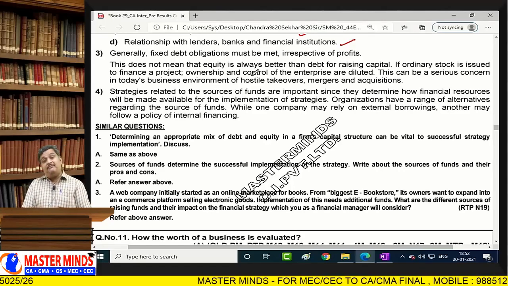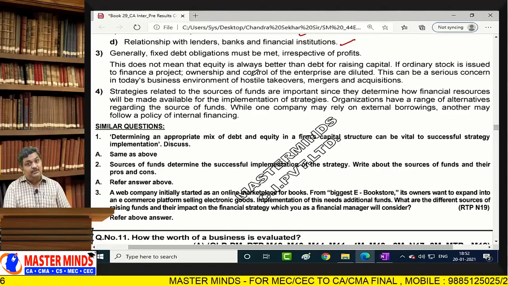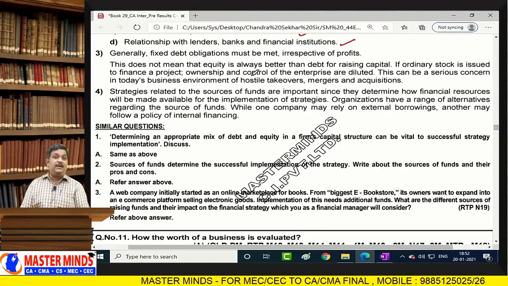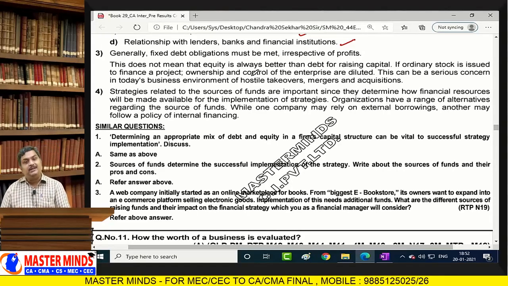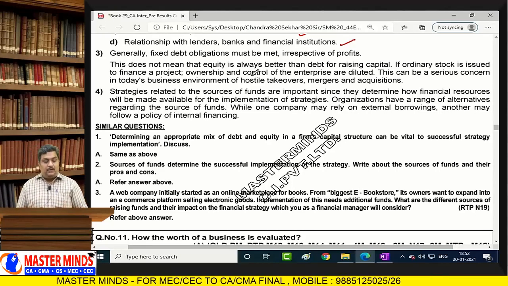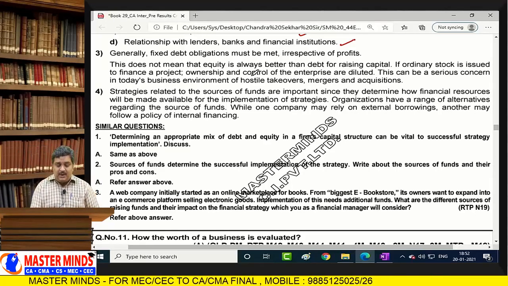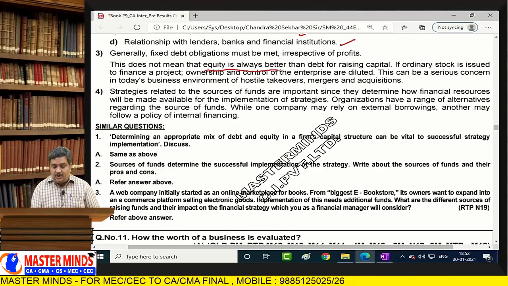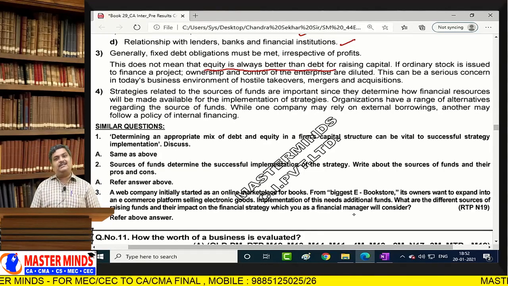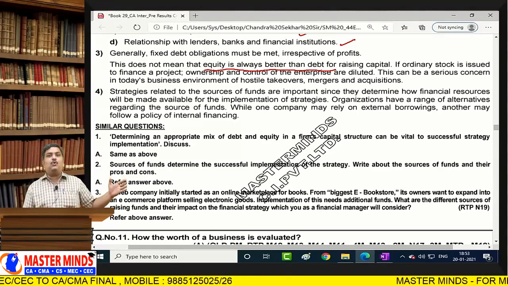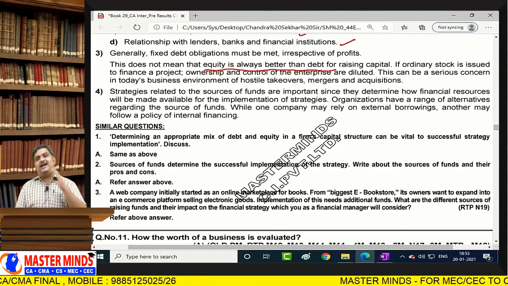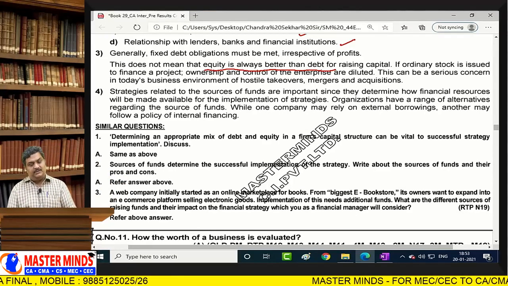But should a finance manager do it that way? Should a finance manager think in that way? No, definitely he should not think in that way. He should not do it that way. So a finance manager should never think that equity is always better than debt for raising the capital. Because I'm telling you the same thing: equity has its own share of pros and cons. Likewise, debt has its own pros and cons.